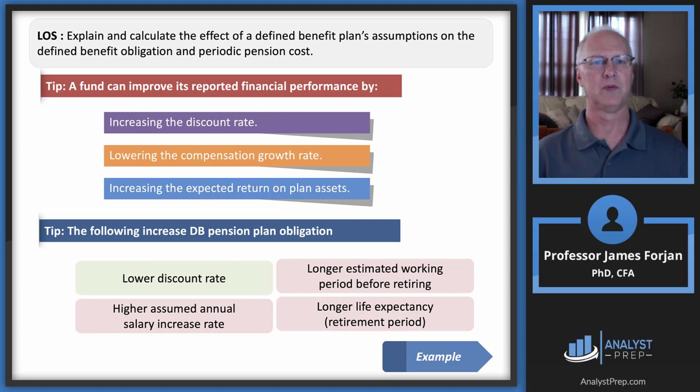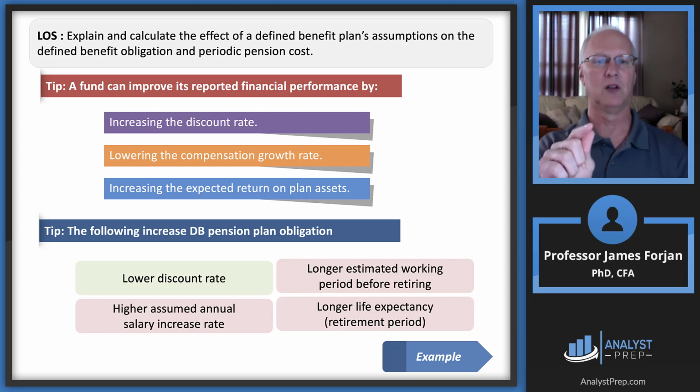Here are a couple of tips. Fund can improve its reported financial performance, right? Remember now, the fund gets to pick these things, and you can't pick at the extreme, but you can have some leeway. There's a narrow range, so it can improve its financial performance by increasing the discount rate, lowering the compensation growth rate, and increasing the expected return on plan assets.